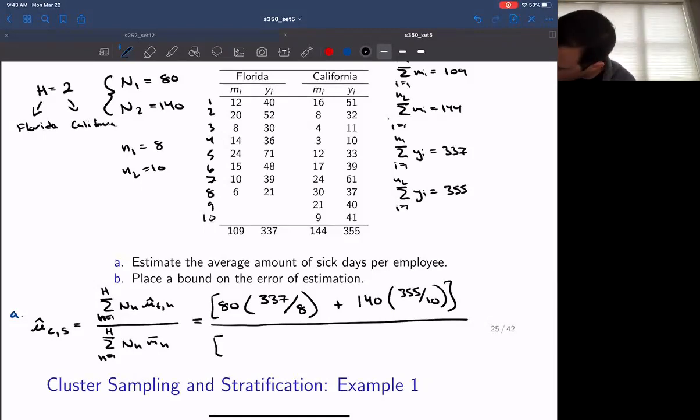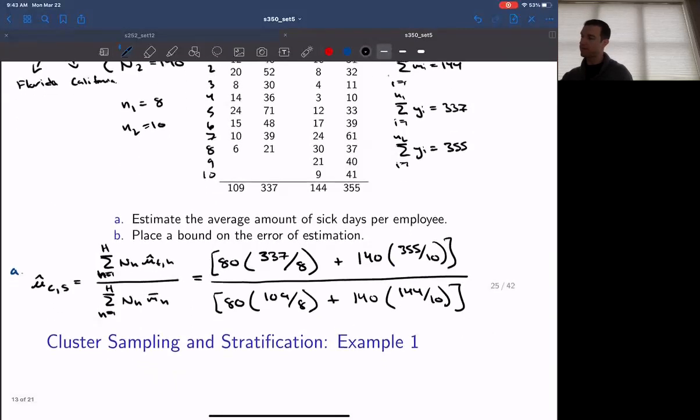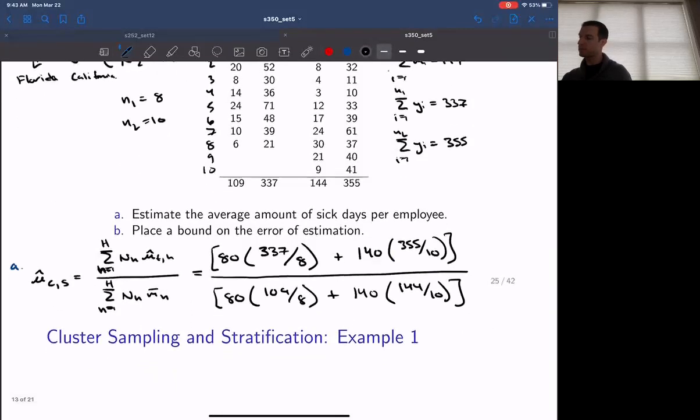Okay, and then in the denominator, we'll have a similar calculation, but in this case, we're taking the average for each of the sample sizes, like that. And that gives us 2.685.